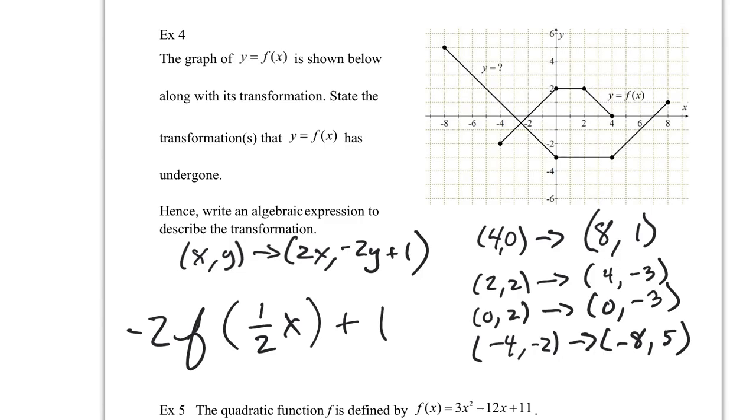So basically what we're doing is, because we're stretching horizontally, that's an f of 1/2 x. We're going up 1, but not until after we multiply by negative 2, which flips it on the x-axis and then stretches it vertically. So we have a vertical stretch. First thing we have is a horizontal stretch, then a vertical flip and stretch, and then shifting all of it up 1.